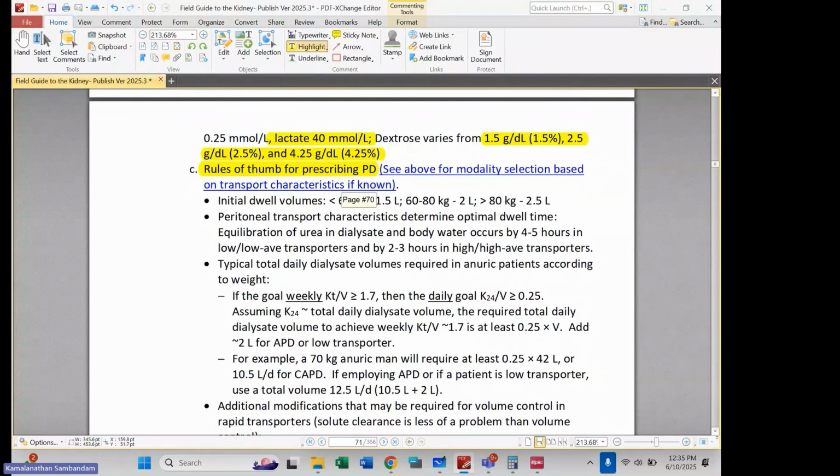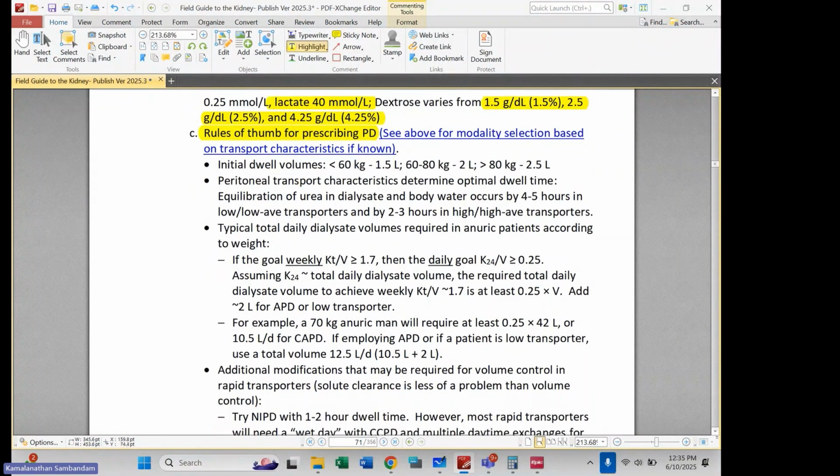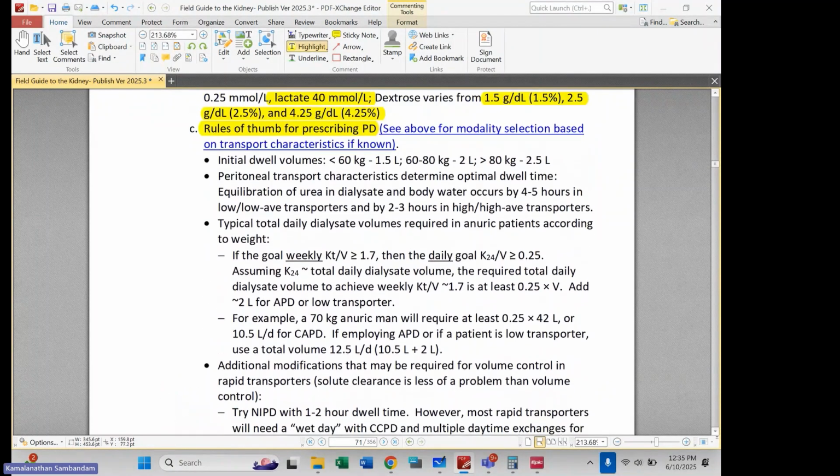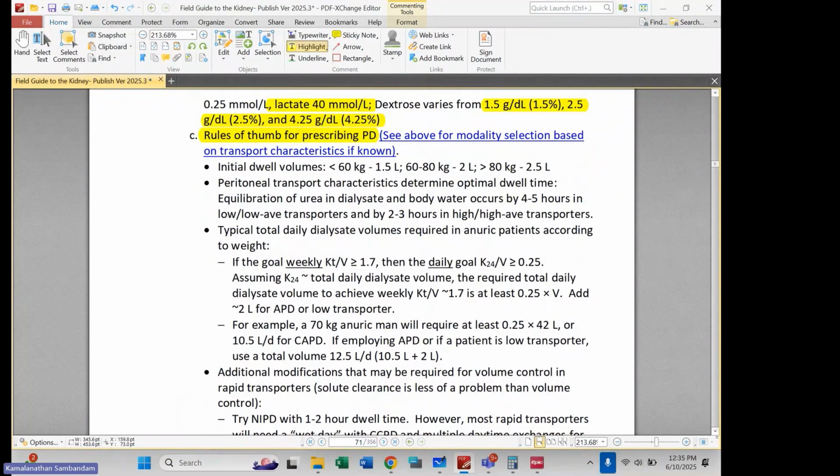One can use some tools. There is a tool, I don't know if I invoke it here, called Adequest, where you can plug in some of the transport characteristics for your patient, their size, their residual kidney function, and get a potential peritoneal dialysis prescription for the individual. But you don't need that. You can also use your knowledge of peritoneal transport in order to devise a preliminary prescription.